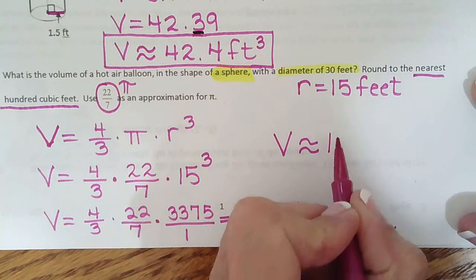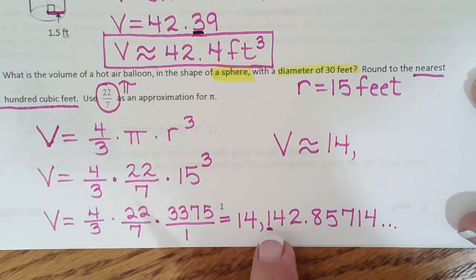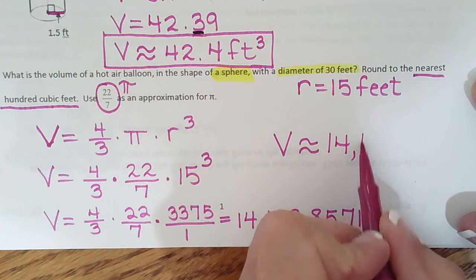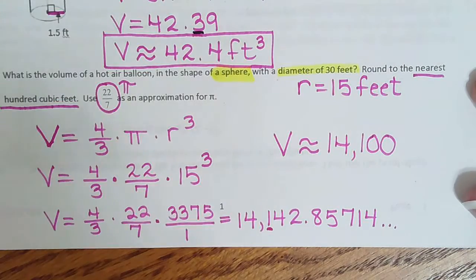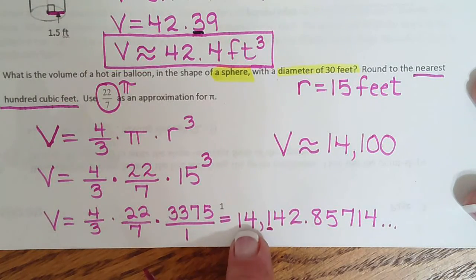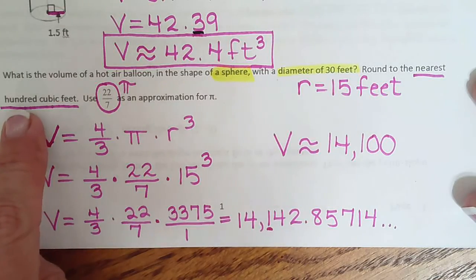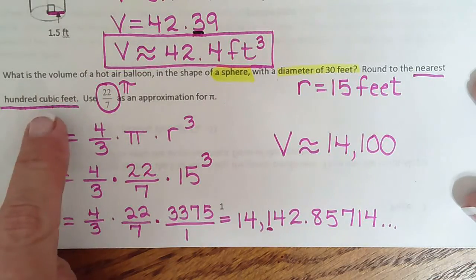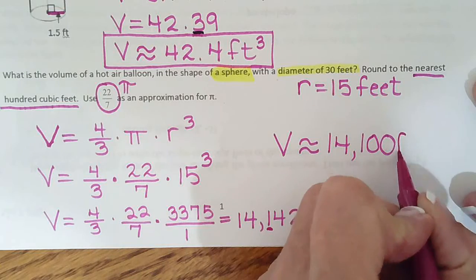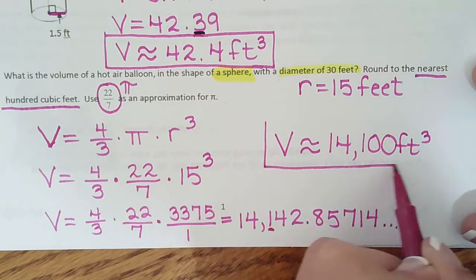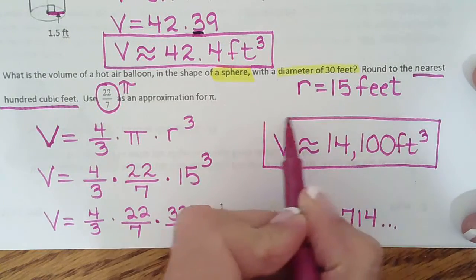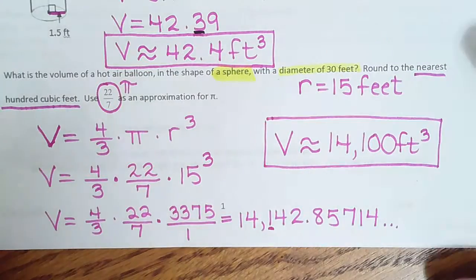So this would be 14,000 stays 1,100. And then all the decimals, of course, will drop off because 0.0000 is just gone. So 14,100 would be it, rounded to the nearest 100 cubic feet. And there you have it.